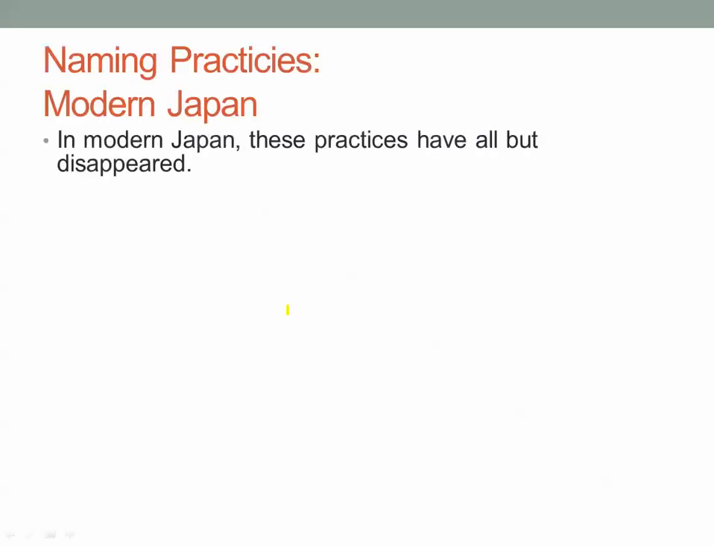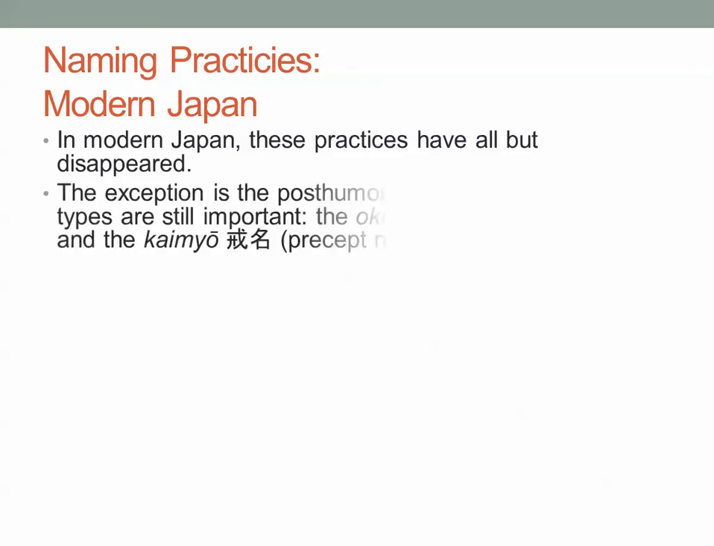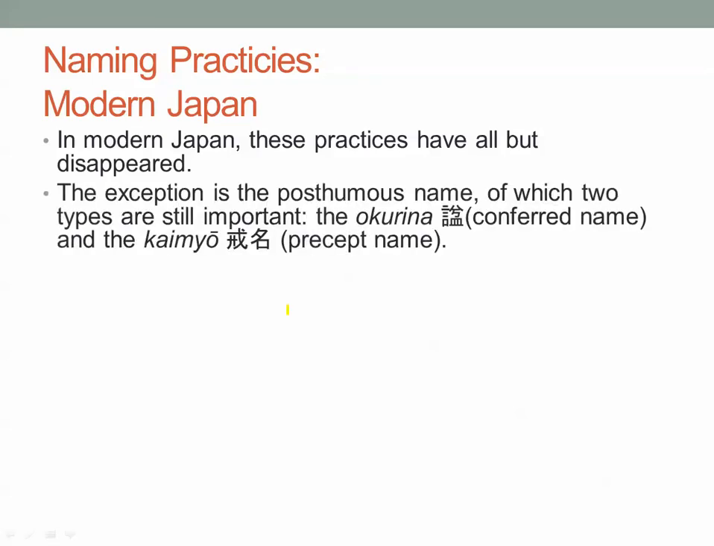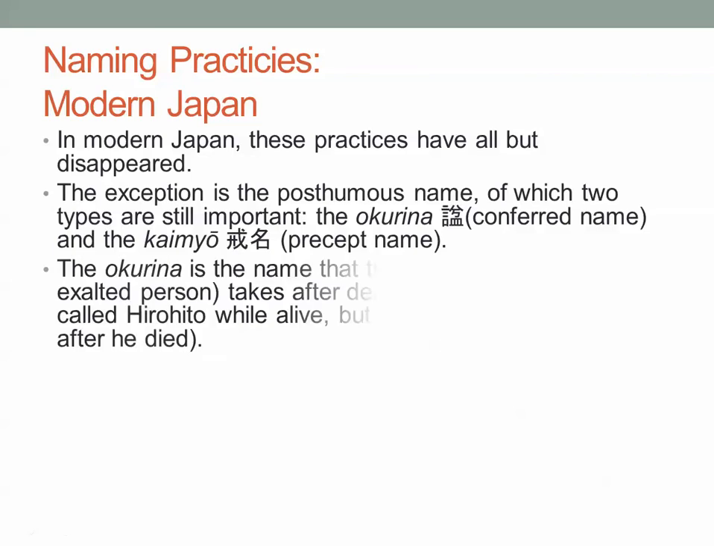Now, in modern Japan, these practices have all but disappeared. The exception is the posthumous name, of which two types are still important, the okurina and the kaimyo, the conferred name and the precept name. So you might still run into those. I say in modern Japan, when did these really fall out of favor? I would say end of the Meiji period.